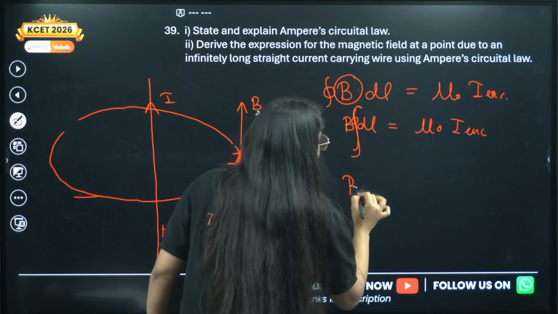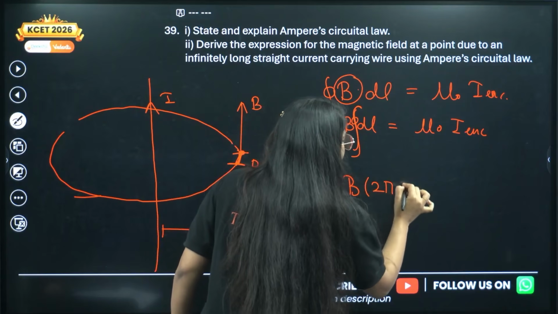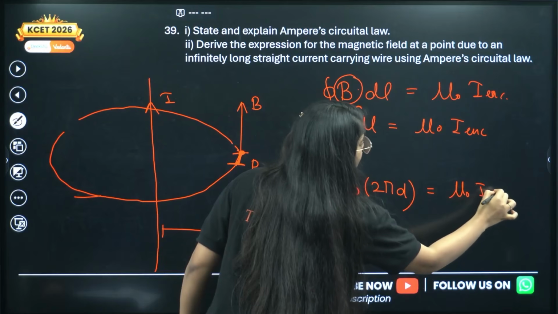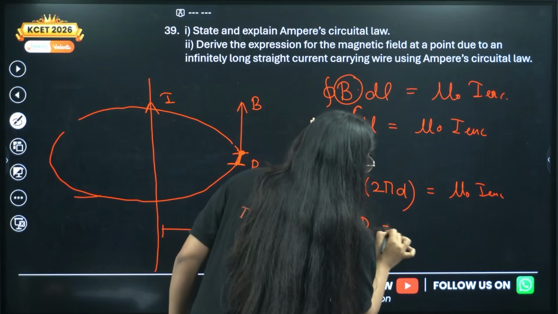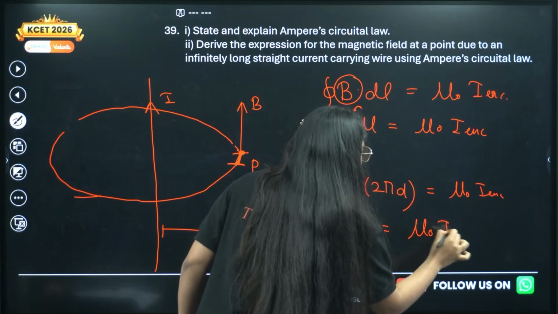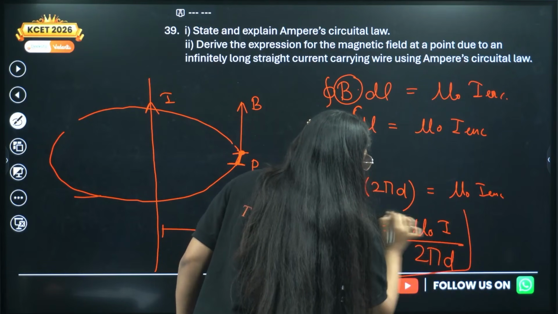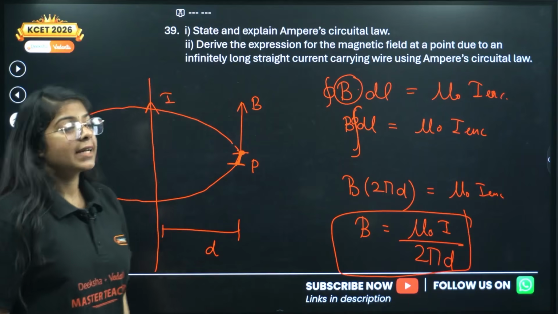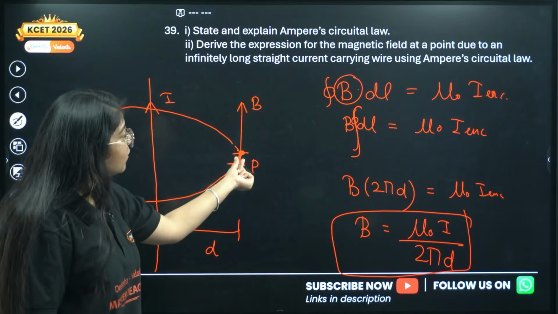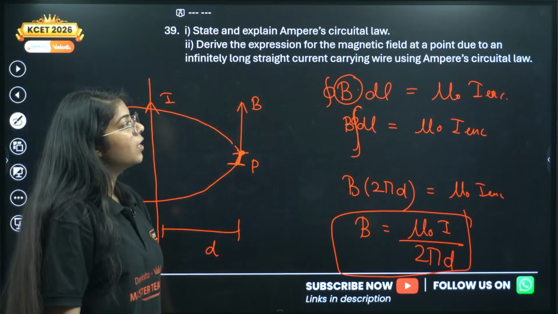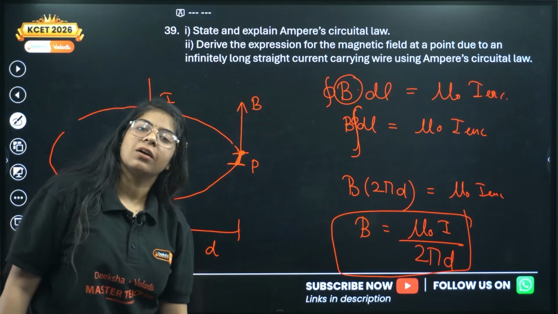So this will be simply 2 pi d, and this is mu naught into I enclosed. So B will simply be mu naught I divided by 2 pi d. That is it. This is the expression of magnetic field at that point due to an infinitely long straight current carrying wire using Ampere's circuital law.